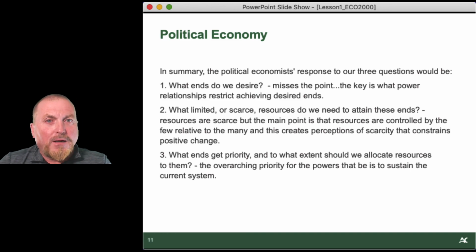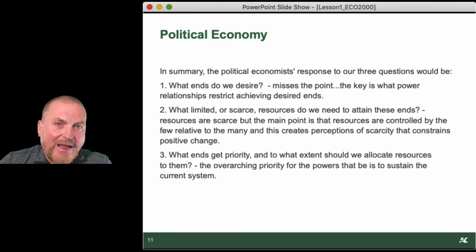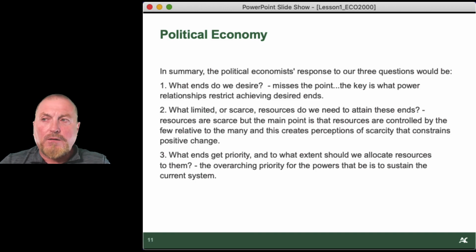But if we want to bring about change, political economists would say you can't just look at the economy. You have to look at the relationship between the power relationship of the political system and the power relationships of the economy, all right?